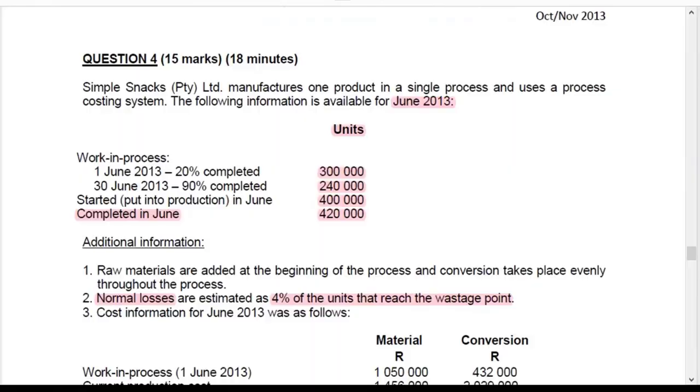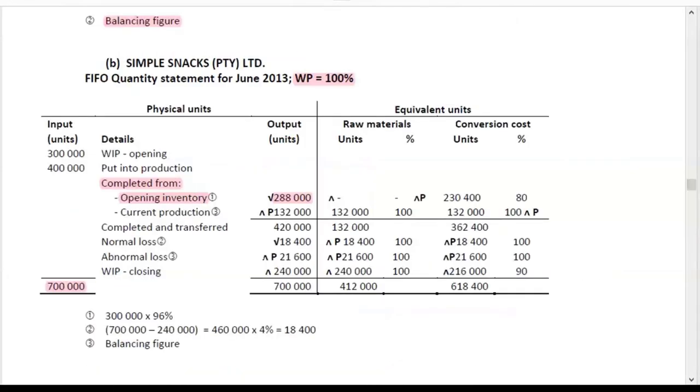in this question, our wastage point under first in, first out is 100%, right? It's at 100%. When units reach 100%, they start experiencing loss, right?